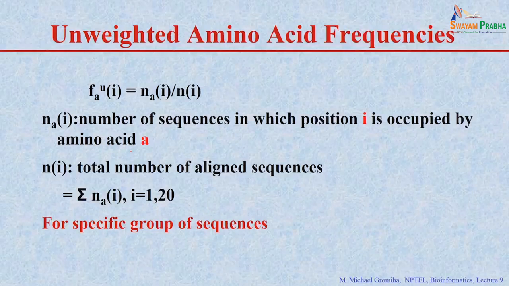First we go with the unweighted amino acid frequencies. Here we do not give any weightage. In this case, U means unweighted. So, frequency of residue A at the position I is given as the number of sequences having the residue alanine at position number I, normalized with the total number of aligned sequences.